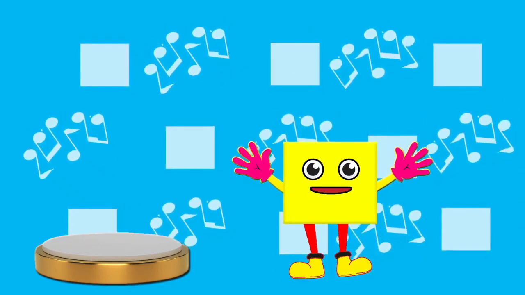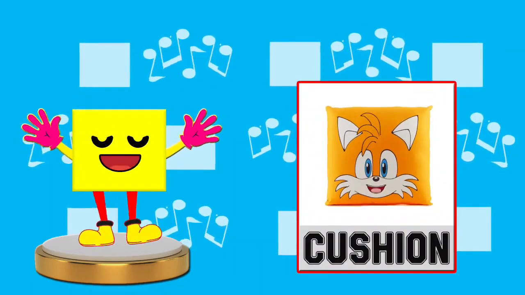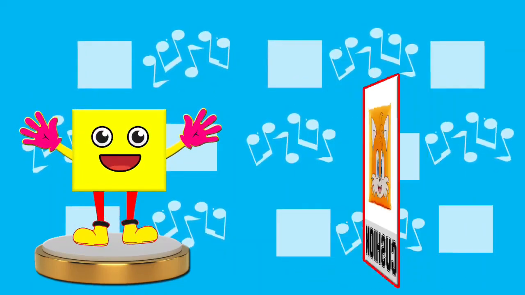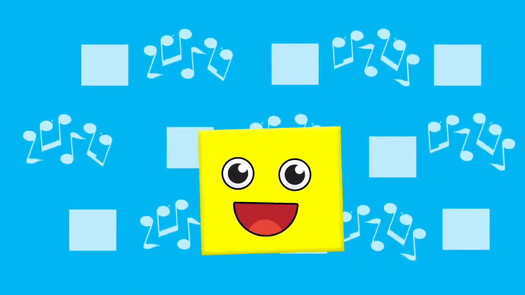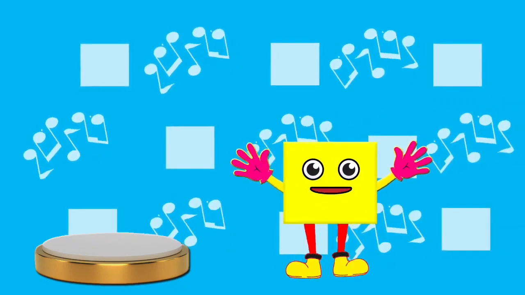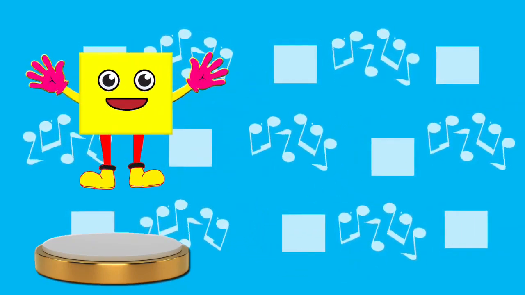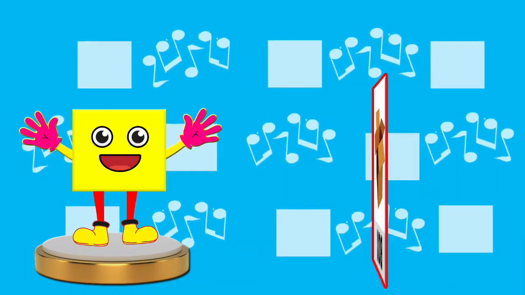This is square. Cushion is square. This is square. Box is square.